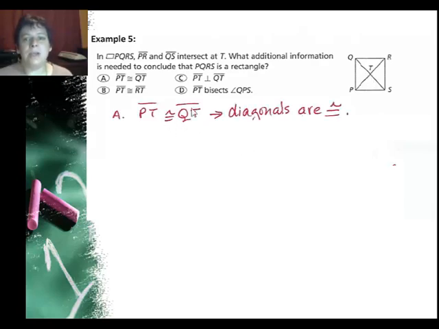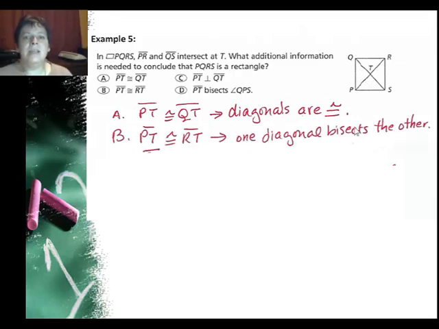The first one says PT is congruent to QT. Since we know diagonals bisect each other on parallelograms, then that would mean if that's a halfway, this one would be half of that. So this is half of the whole, and this is half of the whole. If those two pieces are the same, the wholes are the same, so the diagonals are congruent. Then they tell us that PT is congruent to RT.